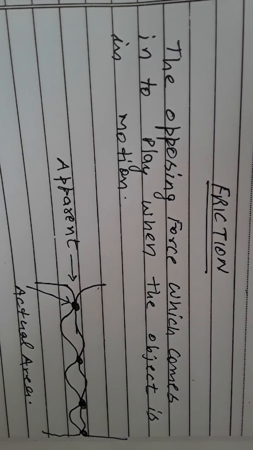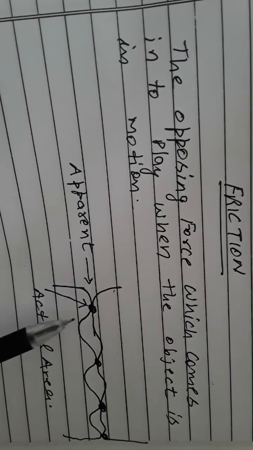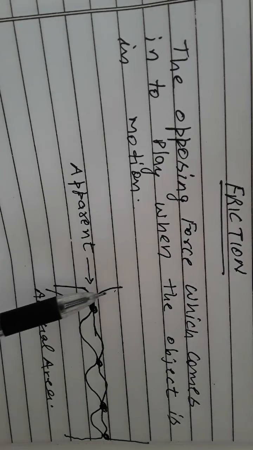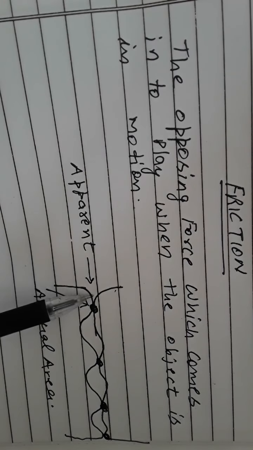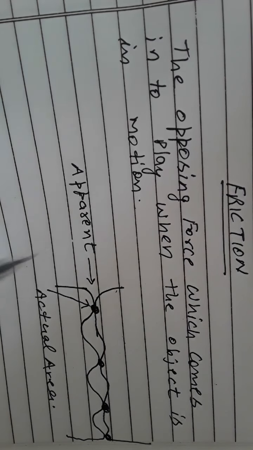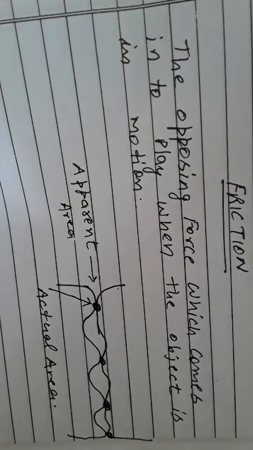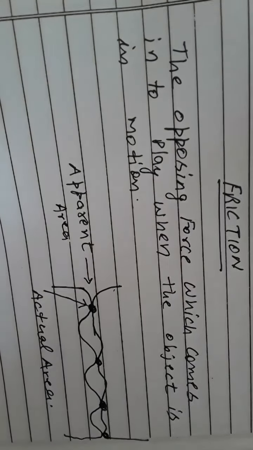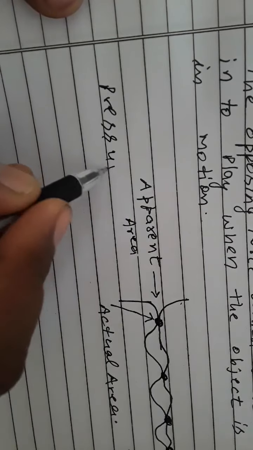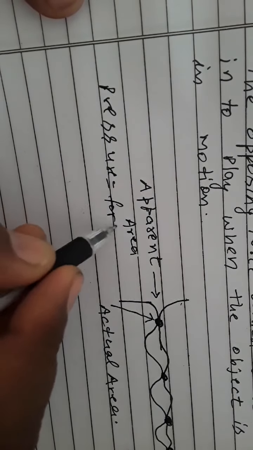But in the modern theory, we can say that the two surfaces are in contact, but this is the actual area of contact, and when seen from here, this is called apparent area. So the actual area is very less as compared to the apparent area. Now the adhesive pressure between the molecules of the two surfaces is equal to force upon area.